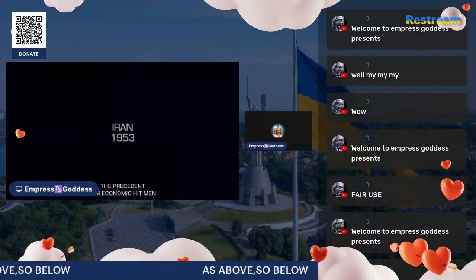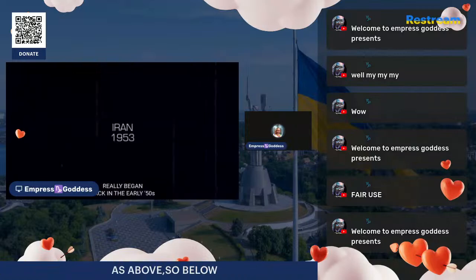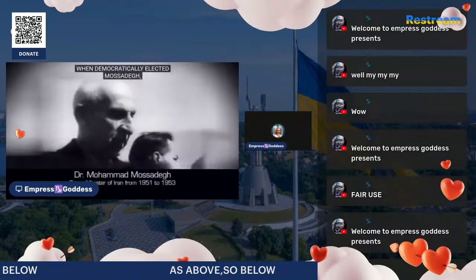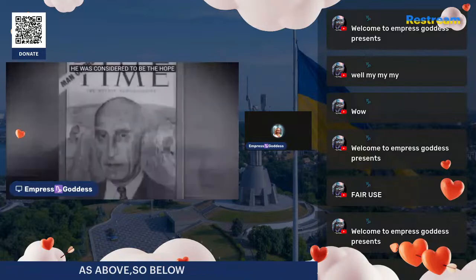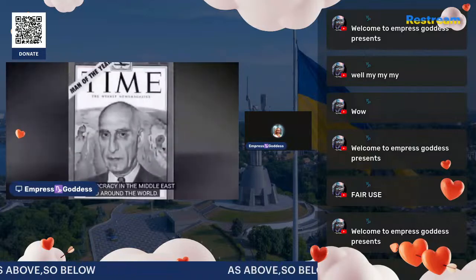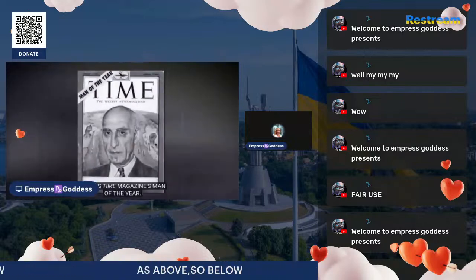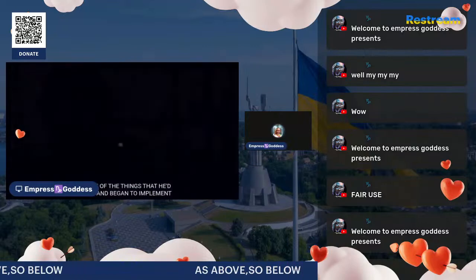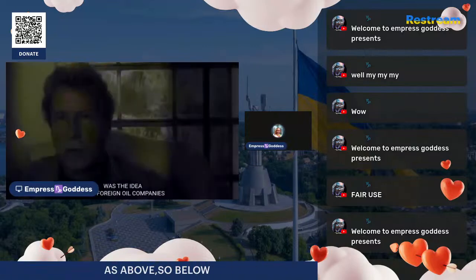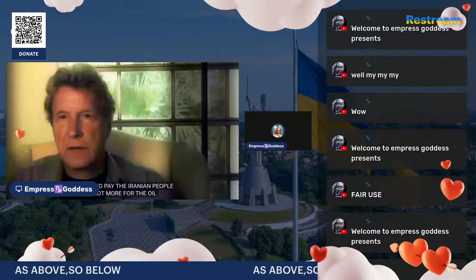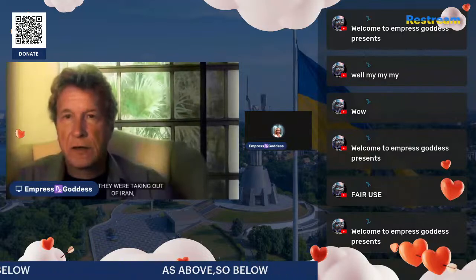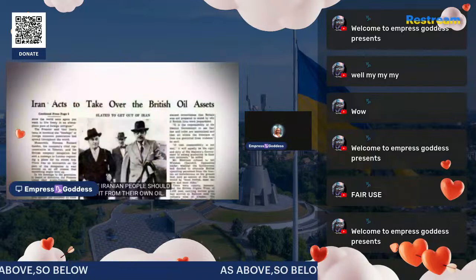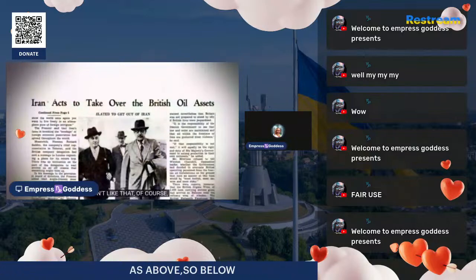The precedent for economic hitmen really began back in the early 50s with Mossadegh, who was democratically elected in Iran. He was considered to be the hope for democracy in the Middle East and around the world. He was Time Magazine's Man of the Year. But one of the things that he'd run on and began to implement was the idea that foreign oil companies needed to pay the Iranian people a lot more for the oil that they were taking out of Iran. The Iranian people should benefit from their own oil. Strange policy. We didn't like that, of course.